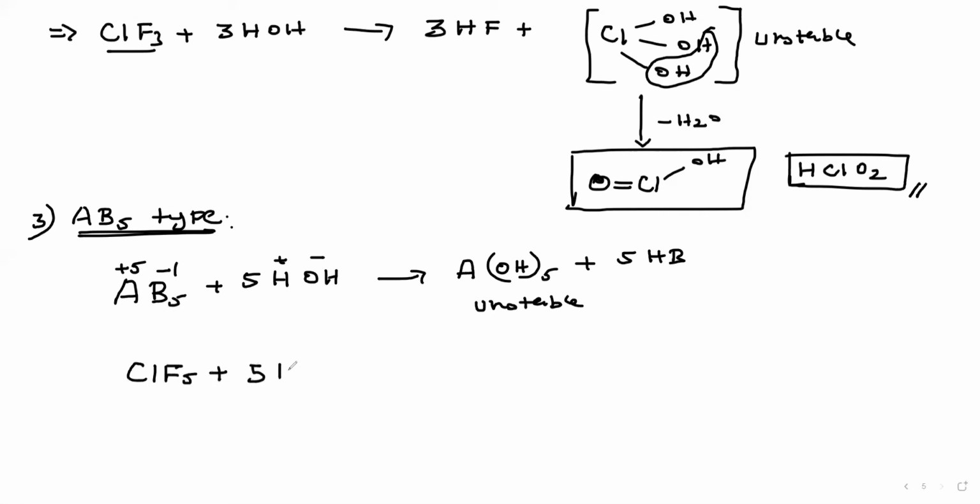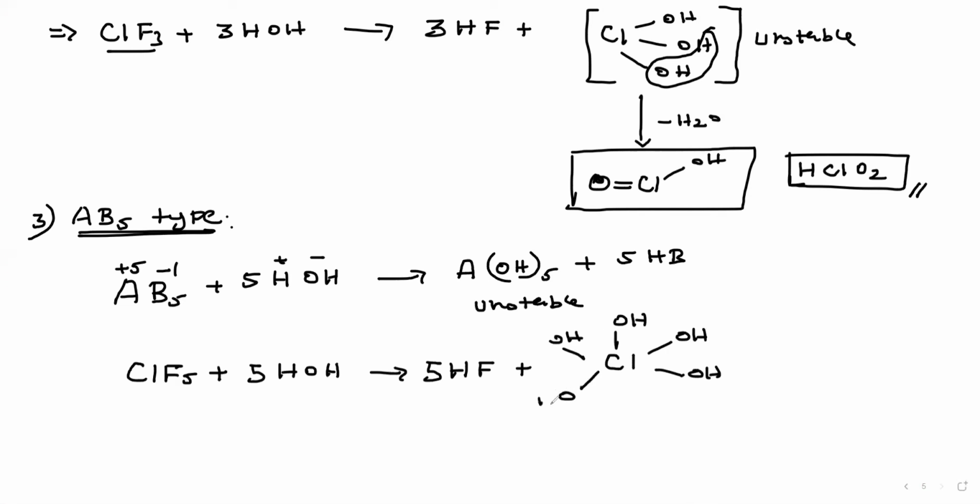The 5 moles of water, HOH. Now what is the product? We know they form 5 moles of HF, plus they form the Cl surrounded by 5 OH. Therefore, here 1 OH, 2 OH, 3 OH, and here 4, the square base perimeter. Okay, 5. Now removal of what? The 2 water molecules, 2 H2O.